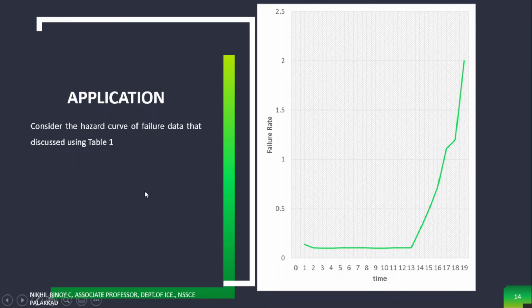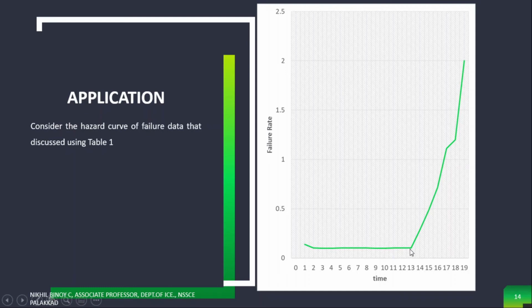Now I am going to explain the application of the constant hazard model. I think this graph is familiar to you. This is the failure rate, or hazard curve, of table 1. Now, if somebody asks you to find the reliability corresponding to t equal to 30, you simply have this graph.